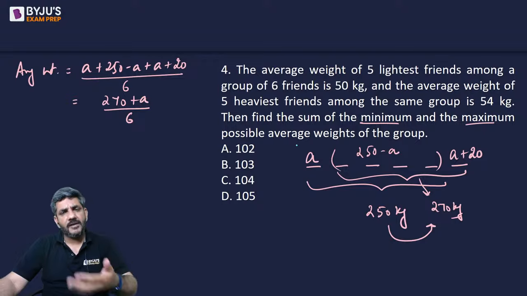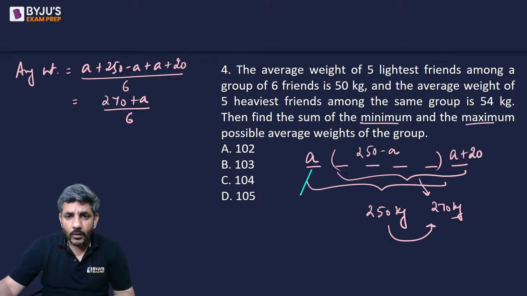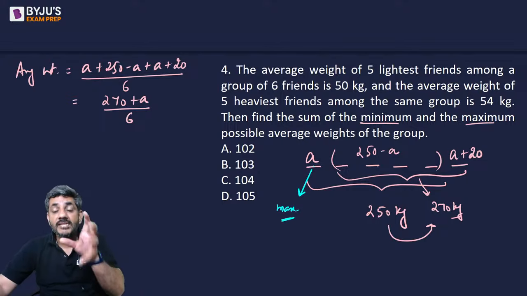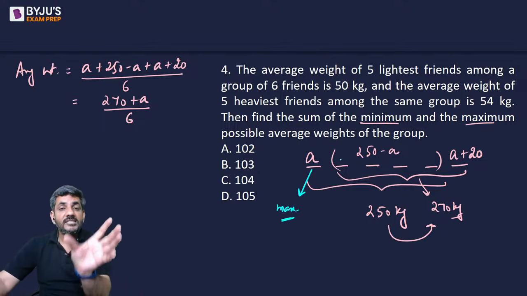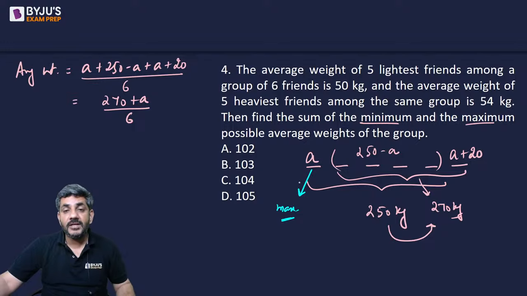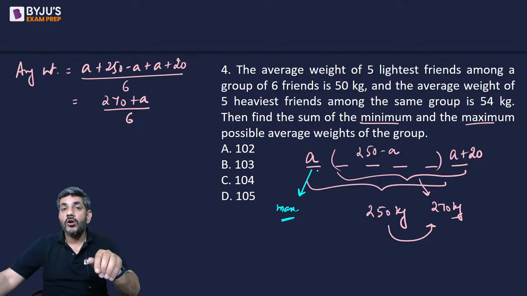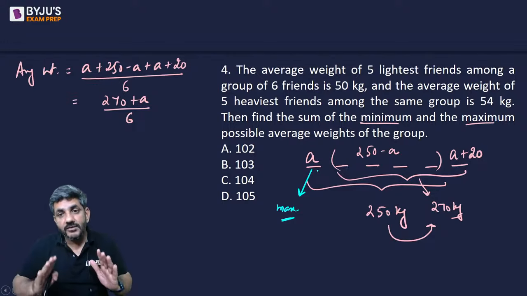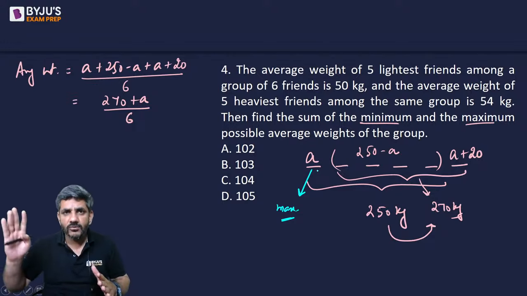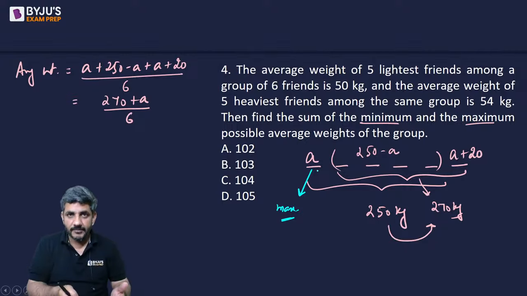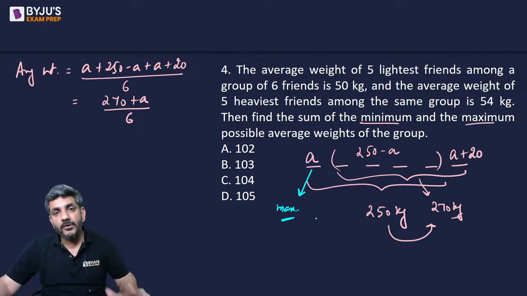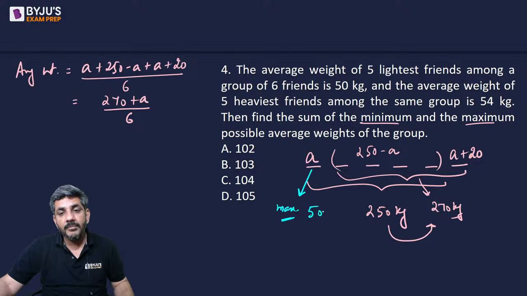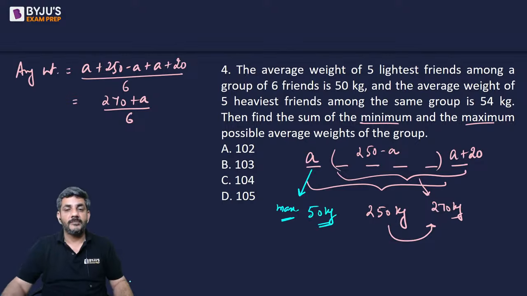So first of all, let's find out A maximum. Now what can be the maximum possible value of A? The point is this one is the lightest. So if the average of the lightest 5 people is 50, can I say this person cannot be above 50 kg? Because if this were above 50, say 51, then all the others would also be 51 or more, since this is the lightest person, right? So therefore the maximum possible value of A can be equal to 50 kg.